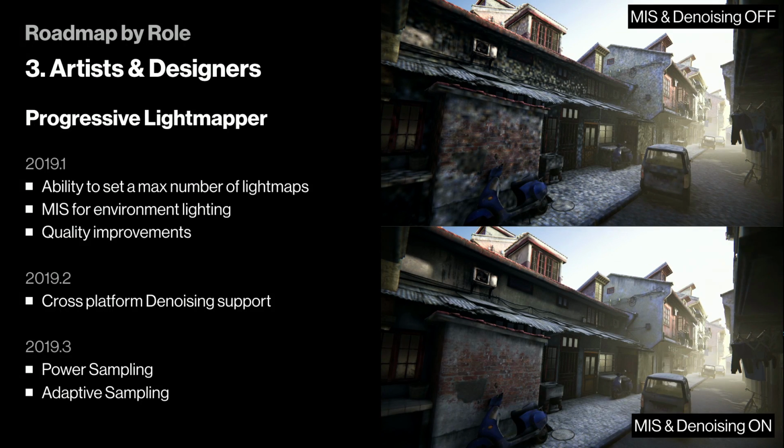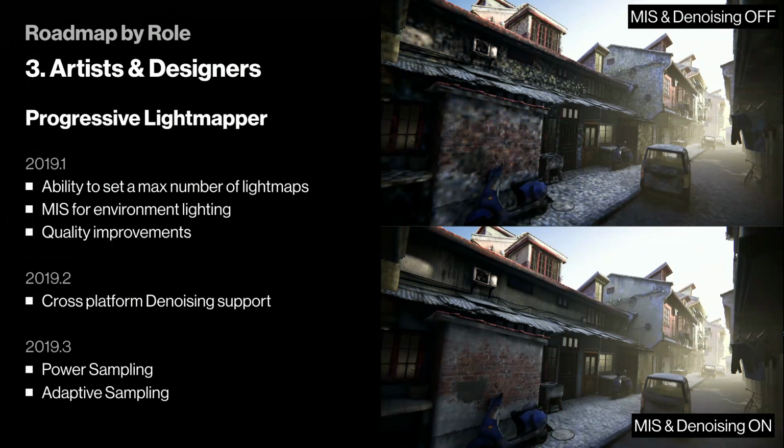So if you have a situation where you only want 3 giant light maps, or like 20 tiny light maps, do what works best for your game. We'll have MIS for environment lighting, so that vastly reduces noise when making light maps under the influence of measured environment calculations that include the sun.